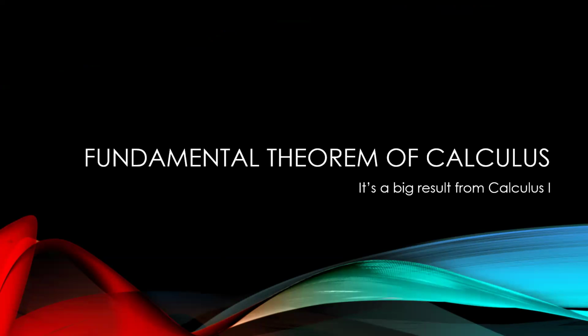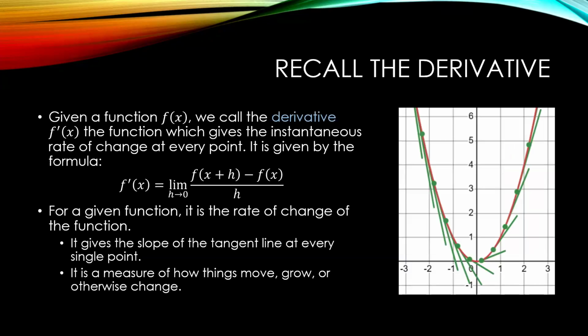Well, this now gives us a tool for calculus. And so recall the derivative. Do y'all remember the derivative? Given a function we call the derivative f prime of x, the function which gives the instantaneous rate of change at every single point. It is the rate of change. It's a measure of how things move, grow, or otherwise change, but really it's just the rate of change. And keep that in mind. The derivative is the rate.